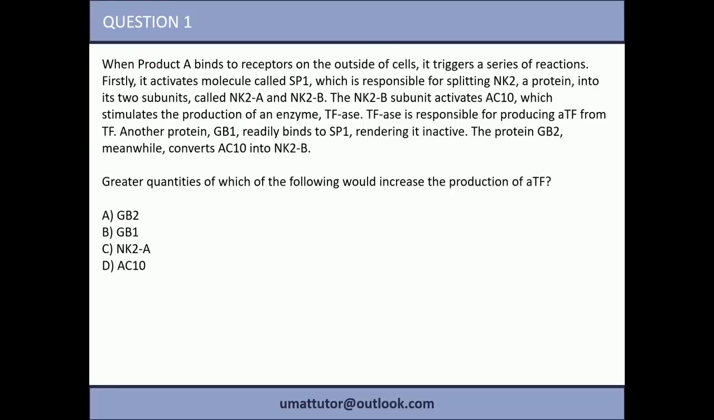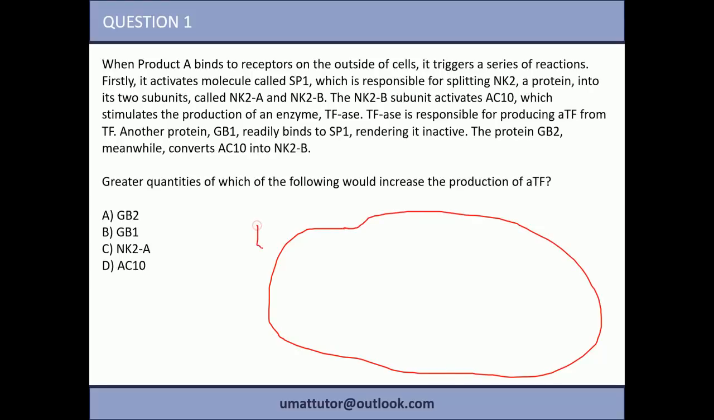So you can see when product A binds to the outside of a cell, it triggers a series of reactions. So first of all, it activates a molecule called SP1. So I'm going to sketch up a bit of a cell here, and we'll put on the outside just this molecule A, the product A, and on the flip side of the cell, on the inside, we've got it activating a molecule called SP1. So we'll put SP1 there. Okay. So let's see where it goes from here.